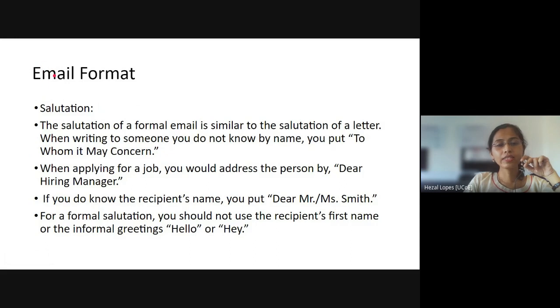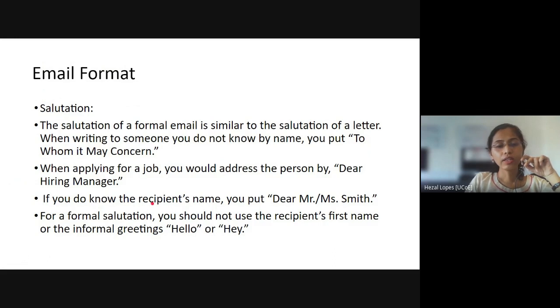Now let's understand the email format. What is the format for the email? The very first part is the salutation. The salutation of a formal email is similar to the salutation of a letter. When writing to someone you do not know by name, you put "To whom it may concern." If you don't know the name of the person, you can write that. When applying for a job, you will address the person as "Dear Hiring Manager." Dear, and then you can write the name of the person.